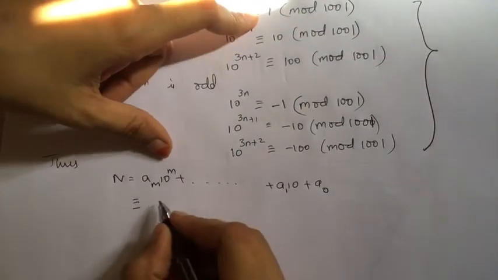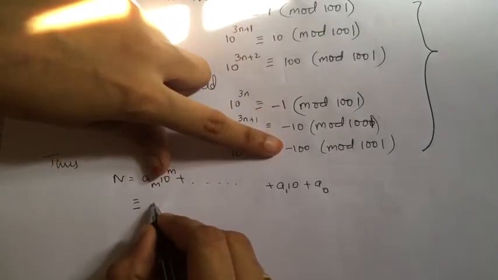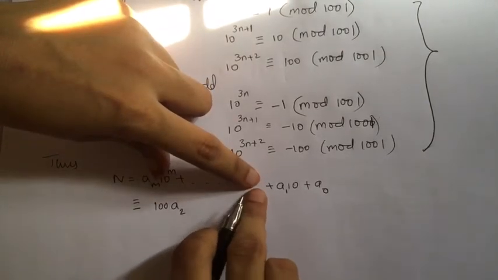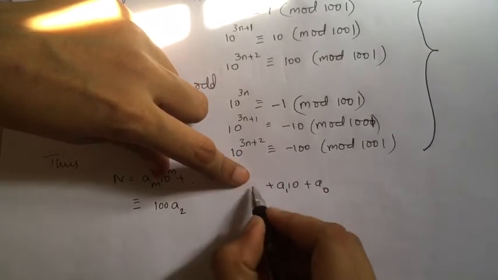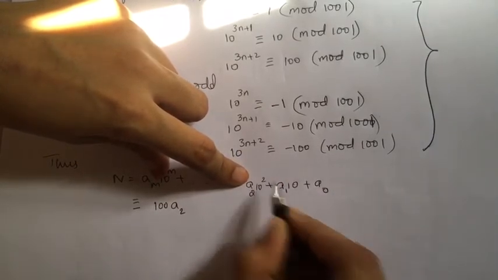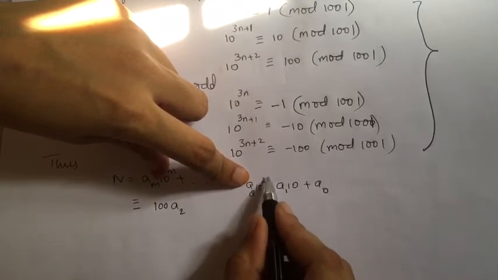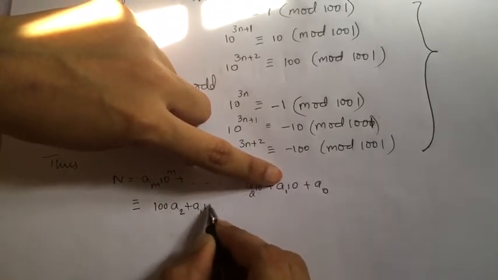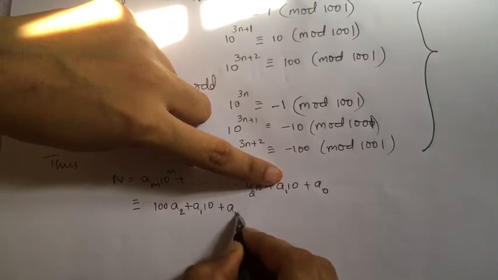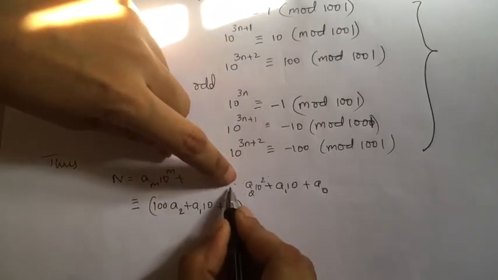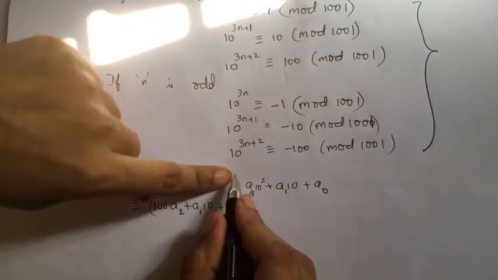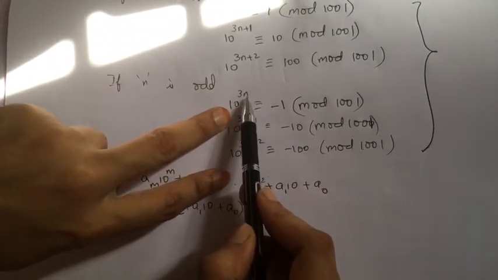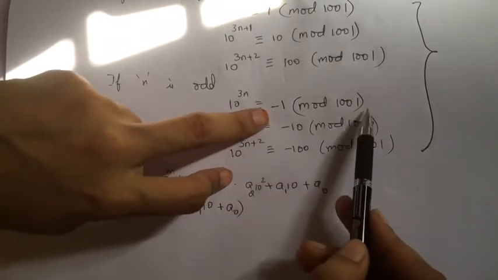So I'll combine now. I'll combine 100 first. So 100 a_2, a_2 into 10 to the power 2. This term I have not written, a_2 10 square. So this has got 10 square, meaning 100. So I'll take up that. Then this is a_1 10 plus a_0. Next, this is a_3 10 power 3, right? 10 power 3 into an odd number 1, right? So this is 10 power 3, which is nothing but minus 1 mod 1001.